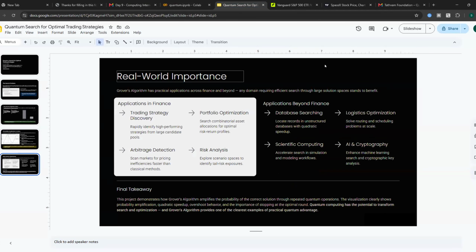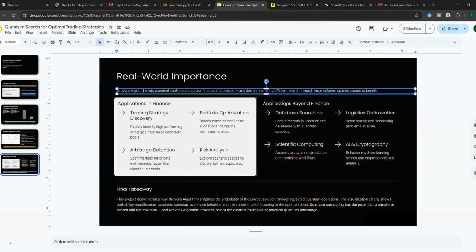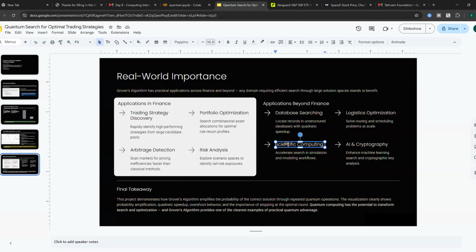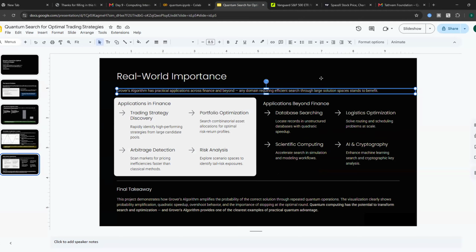The more real world importance for this project is that it can be used for database searching, scientific computing, and AI and cryptography to make things more secure. And it can be used for various other things in real life, such as the ones listed below.